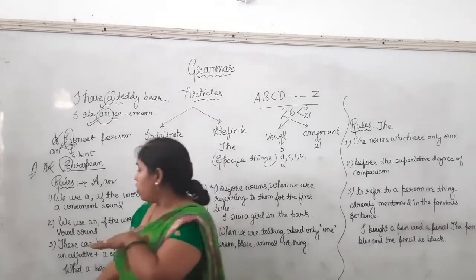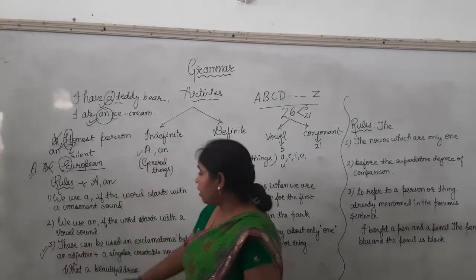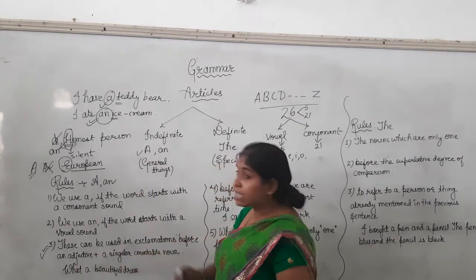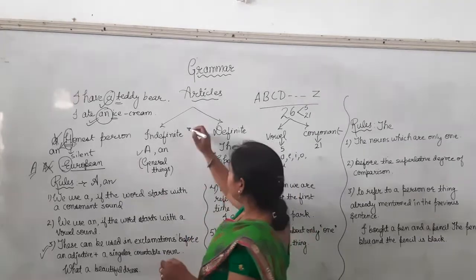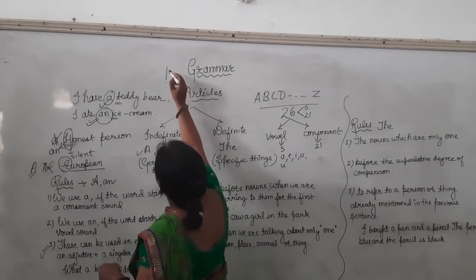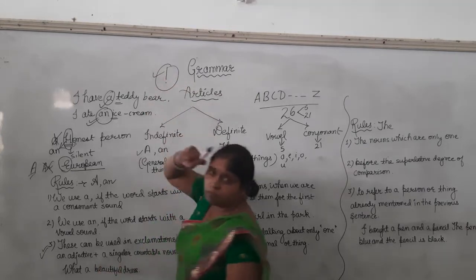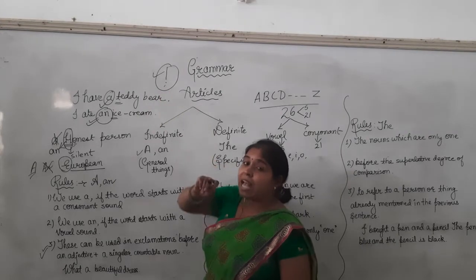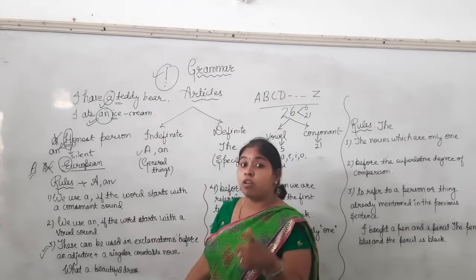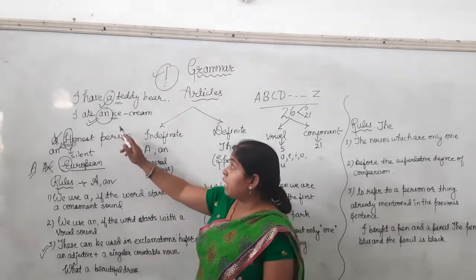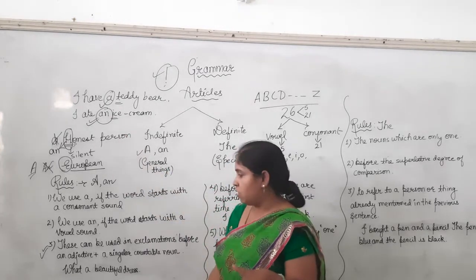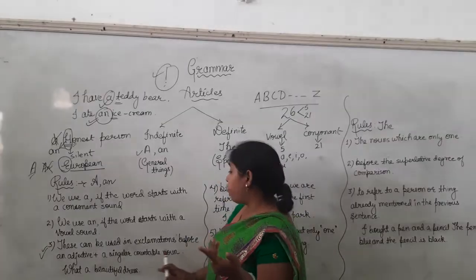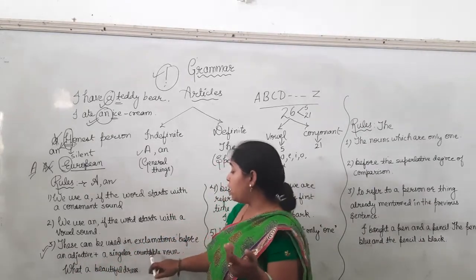Now come to the third rule. A and an can be used in exclamations. Exclamation is when we are making exclamatory sentences where this mark will come. This is the exclamation mark. So when we are making exclamatory sentences, that time also we use a and an. And what will be the structure? Before an adjective plus a singular countable noun.